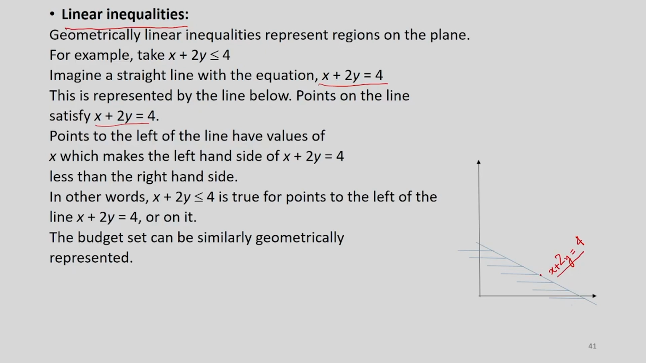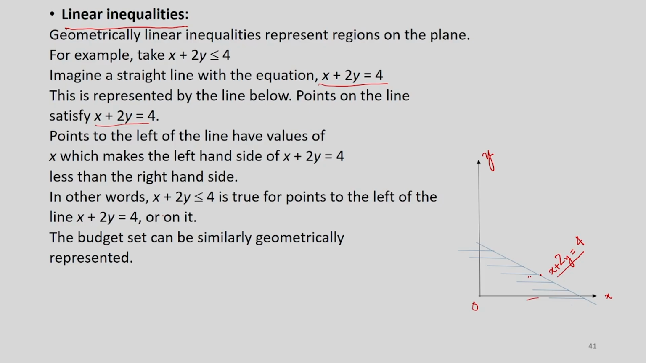take the coordinates of this point and substitute them in the equation, and then the left hand side, that is x plus 2y, will be equal to the right hand side, which is 4. Now, if you take a point to the left of this line, a point like this, which means the value of x is slightly less, then the left hand side will be slightly less than the right hand side.